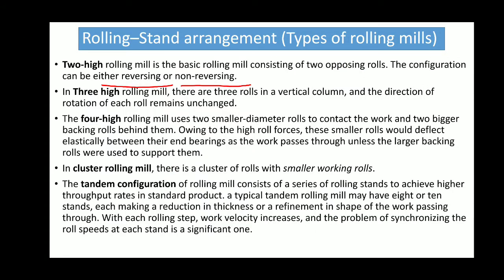Similarly, we can have 4 high rolling mills. Here it generally uses 2 smaller diameter rolls to contact the work and 2 bigger backing rolls behind them. As we have already seen, one of the strategies to reduce roll pressure is to go for rolls with smaller dimensions, and to provide rigidity to the system, we back them up with 2 bigger rolls. Owing to the high roll forces, the smaller rolls would deflect elastically between their end bearings as the work passes through, unless they are supported by the 2 bigger backing rolls.